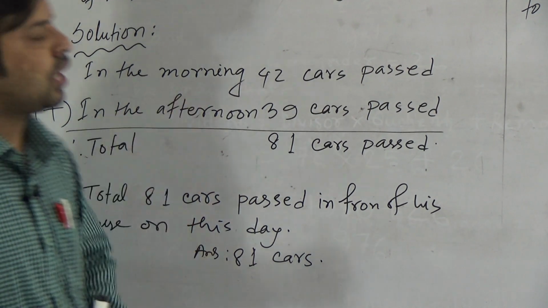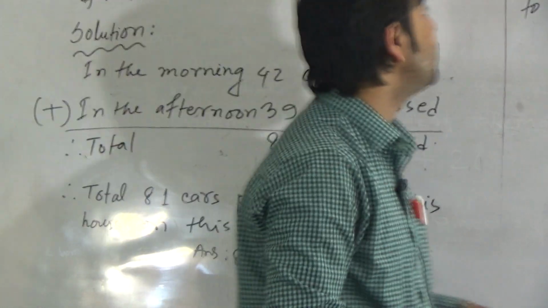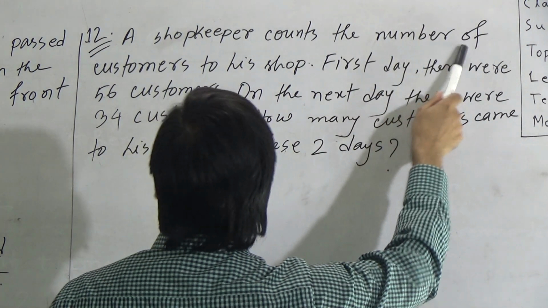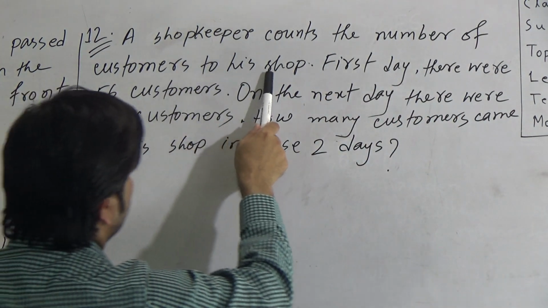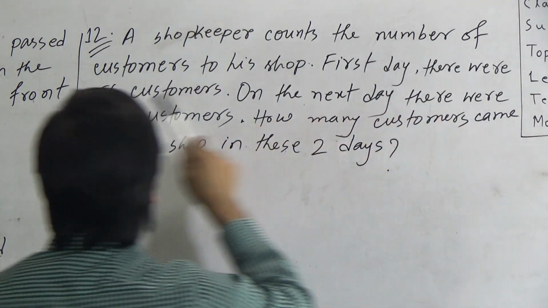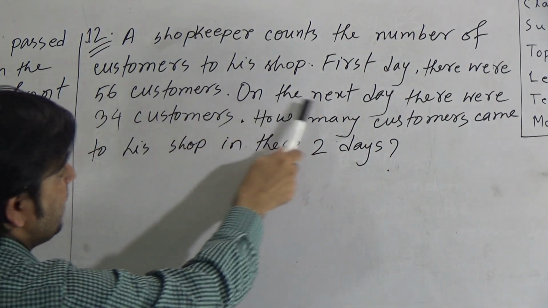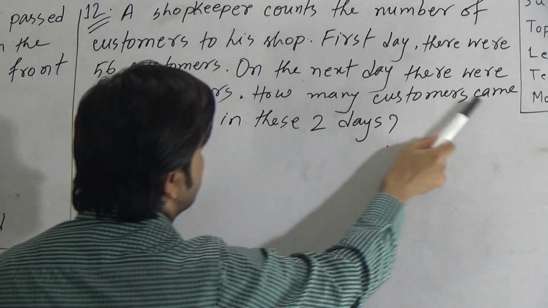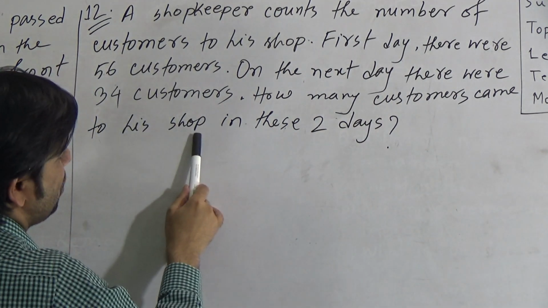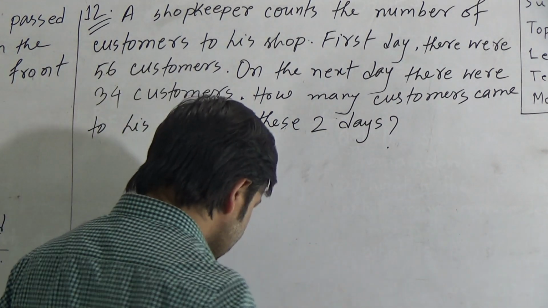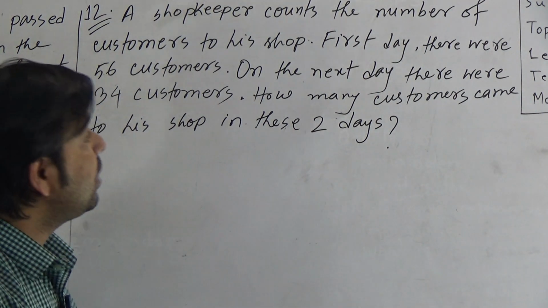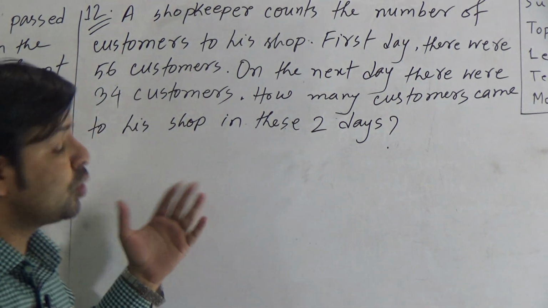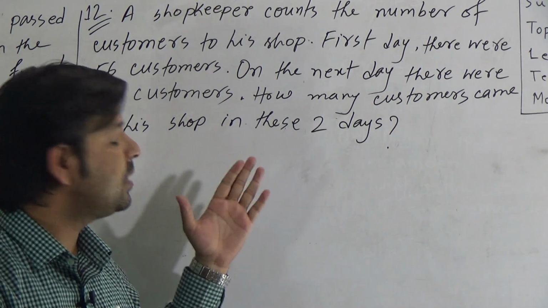Now I'll solve question 12. Now go to question 12. What is question 12? A shopkeeper counts the number of customers to his shop. First day there were 56 customers. On the next day there were 34 customers. How many customers came to his shop in these 2 days? It means that if we add the number of customer of first day and second day, we'll get the total number of customers in these 2 days.